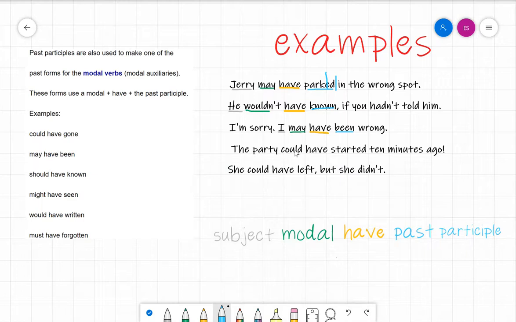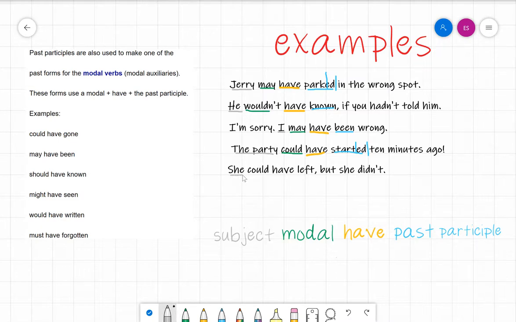Next one, the party could have started 10 minutes ago. So the party is the subject. Remember, our subject doesn't have to be a name or pronoun. Could is the modal. Have, and then you guessed it, started is the past participle. And this is just like parked. It's the word start with just an ed at the end.